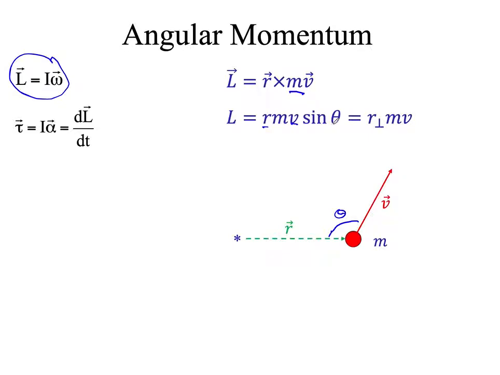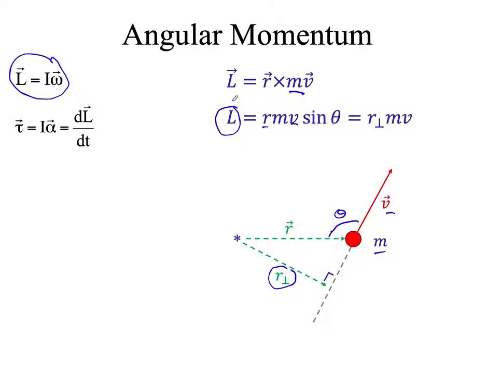Or you can do this. If you draw a line back along the line of velocity, and figure out the radius that is perpendicular to that line that goes through the velocity, you can just take this distance times the mass times the velocity, which also gives you the magnitude of the angular momentum.